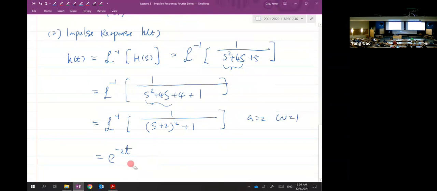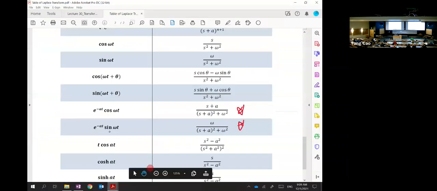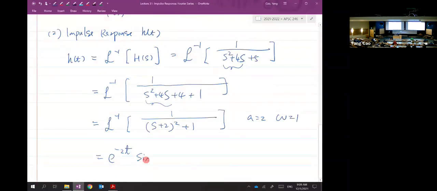Sorry, not cosine. Not cosine, sine. And technically, you should multiply by u of t, to indicate we're dealing with a causal signal. So that's the procedure. You get the transfer function, then you take the inverse of the transfer function to get the impulse response. And of course, for this step here, you might need to do some manipulations so that you can actually use this table from the Laplace table there.